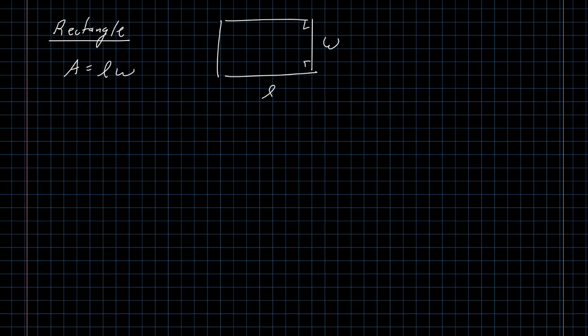Remember that a rectangle is the shape that has 4 right angles. And the nice thing about having 4 right angles is that opposite sides have the same measure. So if the right side has length W, the left side will also be W. If the bottom is L, the top will also be L.